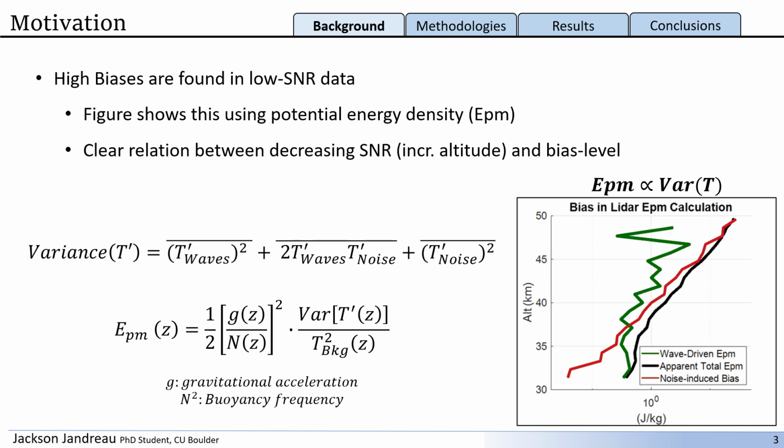For the rest of this presentation, I will be using temperature-derived potential energy density, or EPM, to demonstrate these effects, as it is a useful parameter which directly scales with variance. In this figure, showing a sample of low SNR data, you can see a clear relation between the bias level and the altitudinally decreasing signal-to-noise ratio. As the altitude increases, the uncorrected EPM shown in black increases steadily, while the wave-derived portion, shown in green, increases at a slower rate, being overtaken by the bias at a relatively low altitude. This hopefully illustrates the importance of the removal methods, which I will describe further soon.